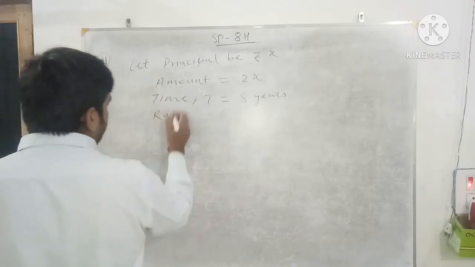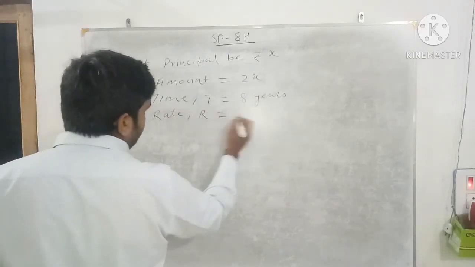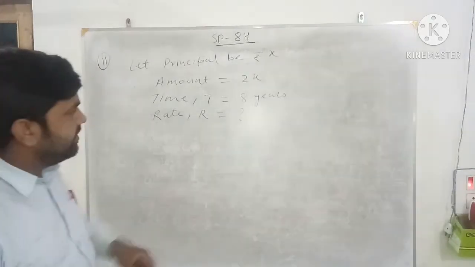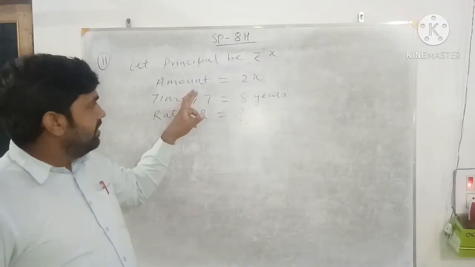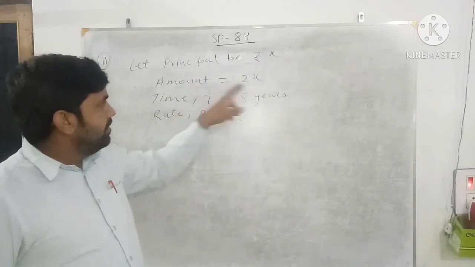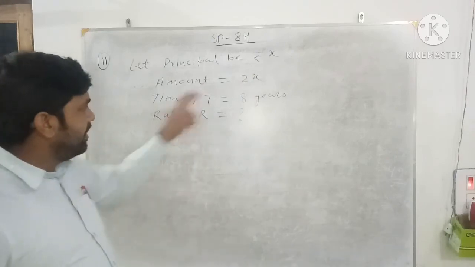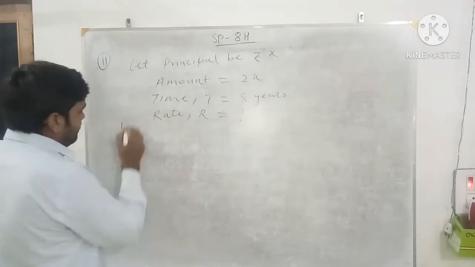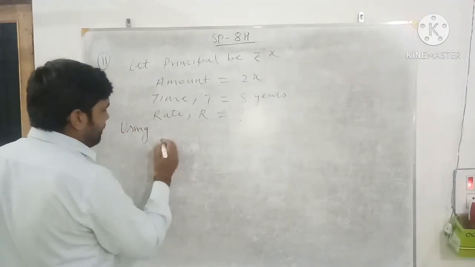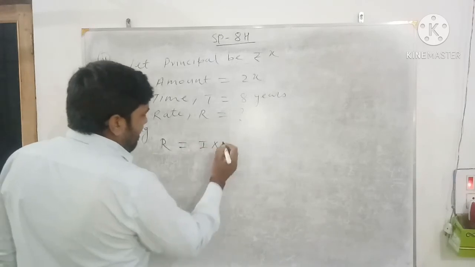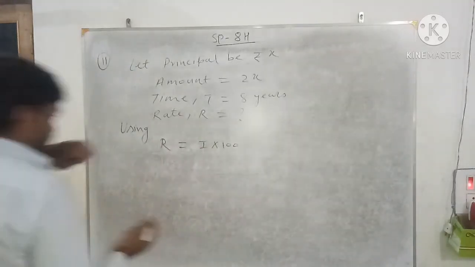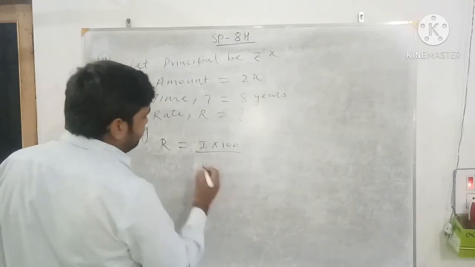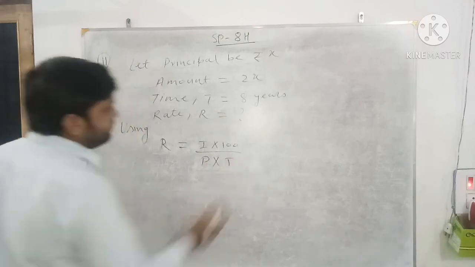So the rate we have to find. Now this rate we have to find in this question. The principal, that is x, we do not know. That principal doubles in 8 years to 2x. Now the amount will become 2x after 8 years, and the rate we have to find. Now again using the formula, R is equal to I into 100 divided by P into T.